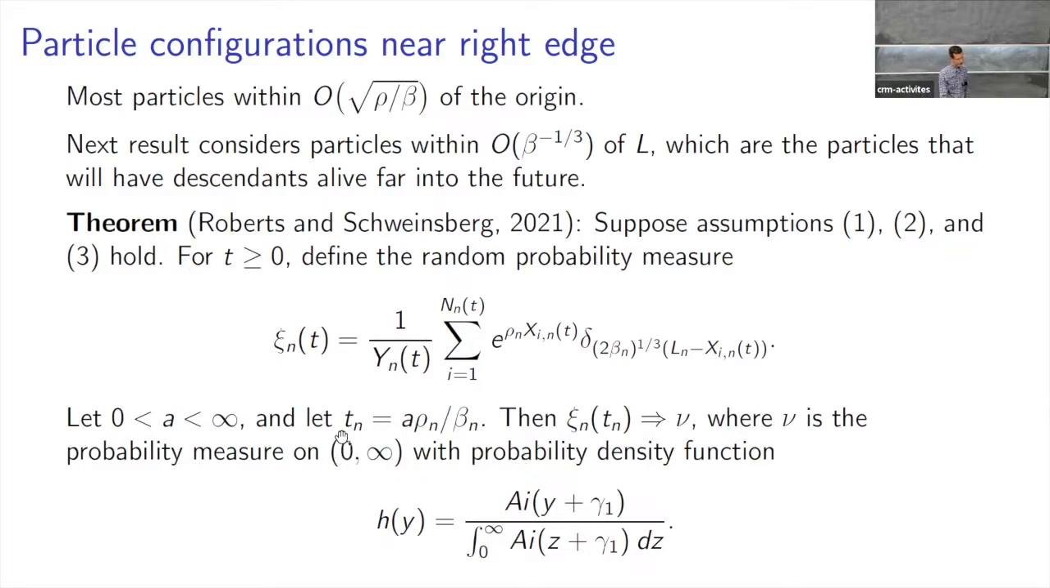We'll then let T sub n be A times rho over beta, where A is positive. And then these random probability measures psi n of Tn converge as n goes to infinity to the probability distribution nu on the positive real line, whose density is given by the portion of the Airy function to the right of the largest 0. So basically, the Airy function is describing the configuration of the fittest individuals in the population.